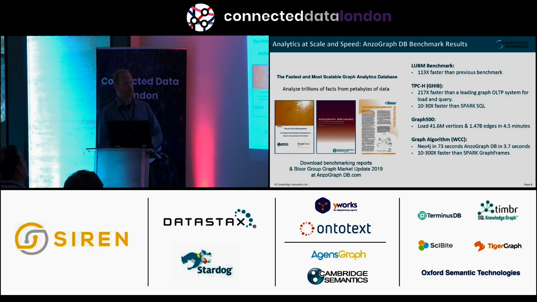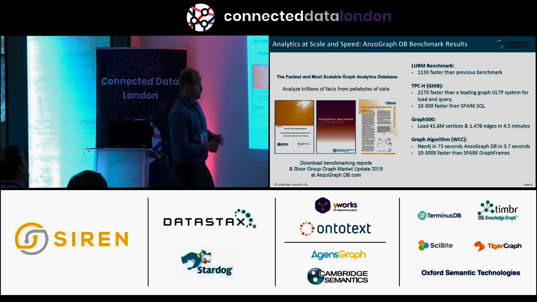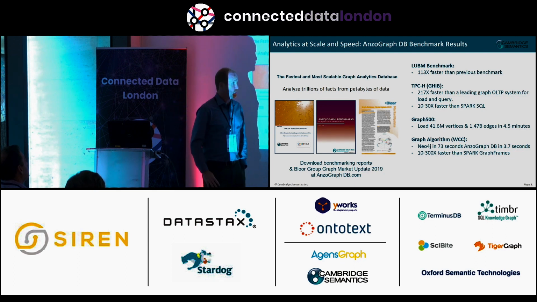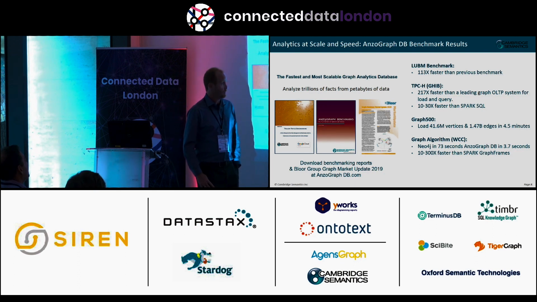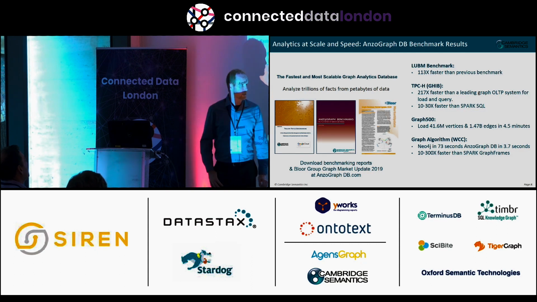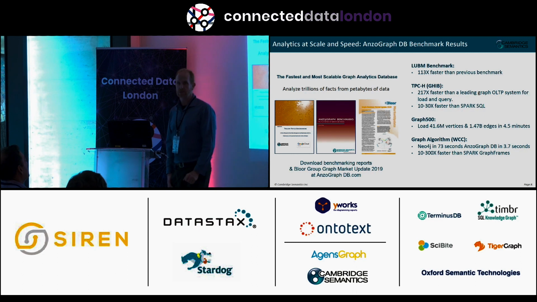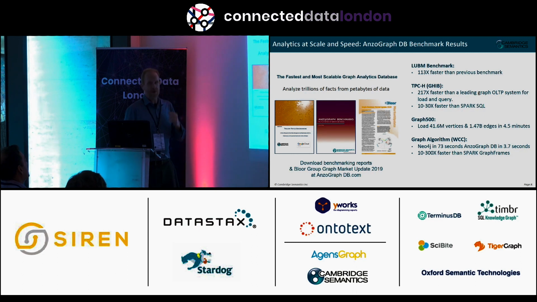We did the same thing on Spark SQL, and we saw anywhere from 10 to 30 times faster than Spark SQL. And then we also published some Graph 500 benchmarks, as well as some graph algorithms, weakly connected components, against some of the other vendors that you can see there. So that myth is basically busted. They are no longer niche databases. We're doing massive scale, massive volumes, and we're linearly scalable too.